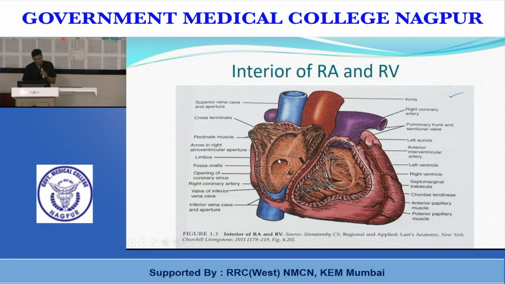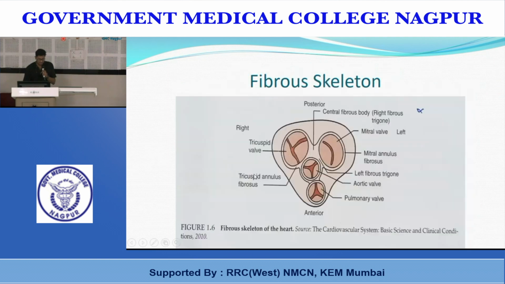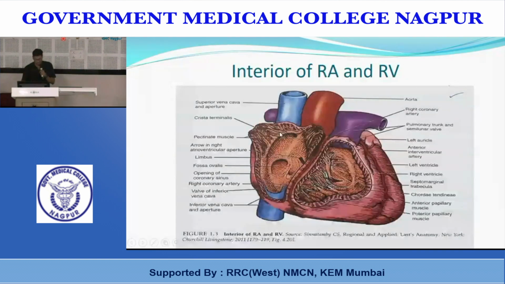Here you have the fossa ovalis. This is the limbus. Here you have the opening of the coronary sinus. And here, I can't delineate it, but this is the triangle of Koch, where you have the AV node. There is the tricuspid annulus, coronary sinus, and tendon of Todaro. Here you have the AV node somewhere, while the SA node is at the junction of the crista terminalis, where the SVC joins. That is on the upper part, where you have the SA node.